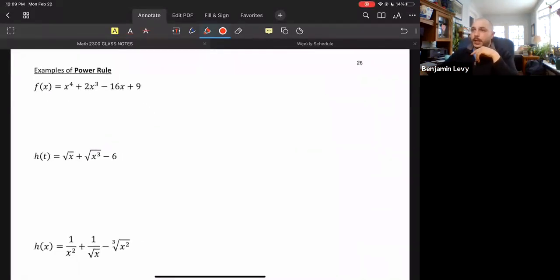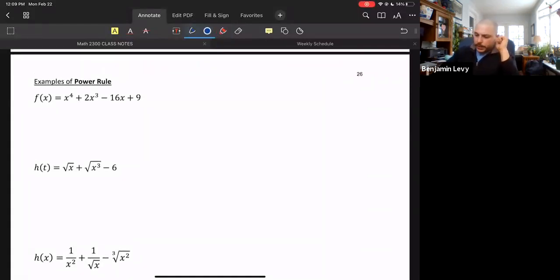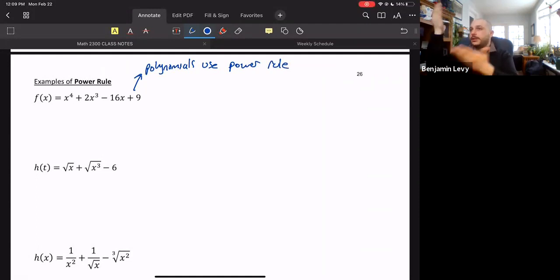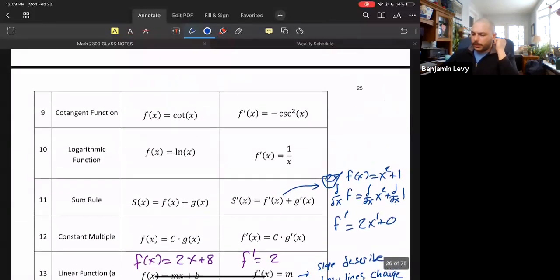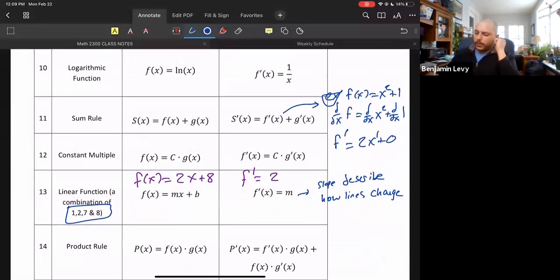Maybe I'll think about a couple and then ask you to think about a couple. So, super easy ones like this, polynomials. They always use the power rule, because they're just x's raised to whole powers, so we're going to use that power rule. The one that I've skipped over so far that we should hone in on is the constant multiple rule. Let me slide up real quick and show you this one. This constant multiple rule, have we done it already? Not really.